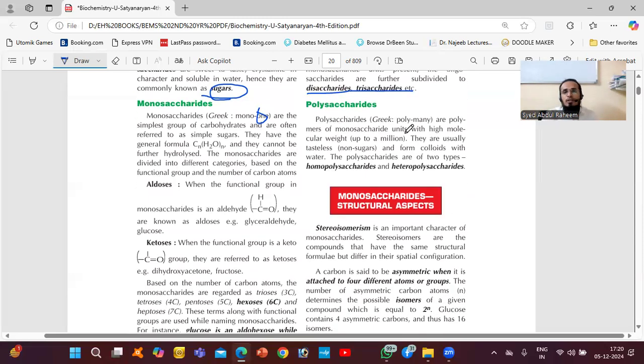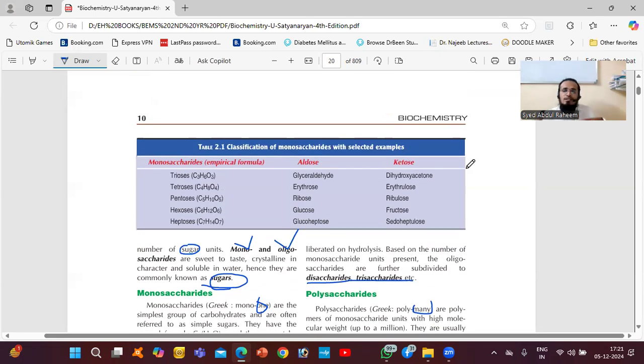Next, polysaccharides. Polysaccharides means many, more than 10. These are high molecular weight carbohydrates. Mostly they are tasteless. They are non-sugars and form colloids with water. The polysaccharides are of two types: homopolysaccharides and heteropolysaccharides. We will discuss them in detail. So here we understand about carbohydrates: how many types? Monosaccharides, oligosaccharides, polysaccharides.